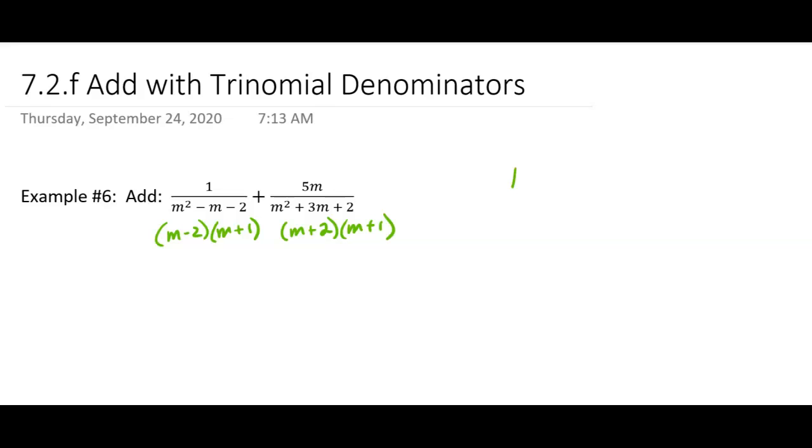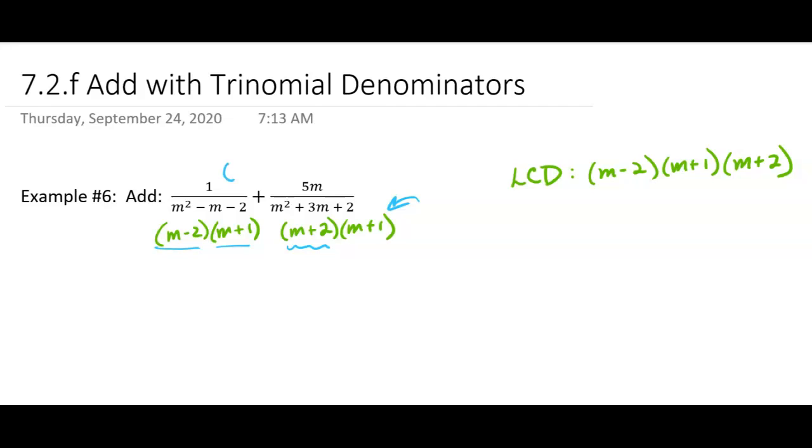And so the LCD is going to have an m minus 2, an m plus 1, and an m plus 2. I don't need another m plus 1. I don't need this one because I already have an m plus 1. So you have to look at the denominators and say, well, what can I do to get them both the same? And I want to do the least amount of multiplying as possible. So when I look at the m minus 2 and the m plus 1, I just don't have that m plus 2. So if I multiplied that in, that'd be great.